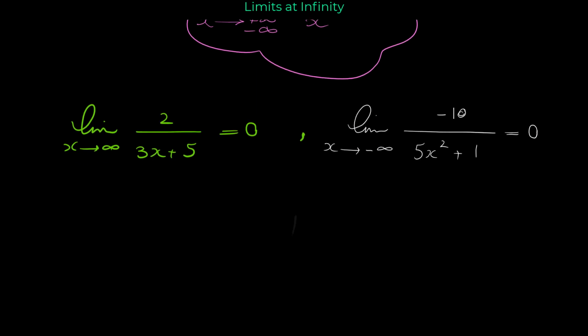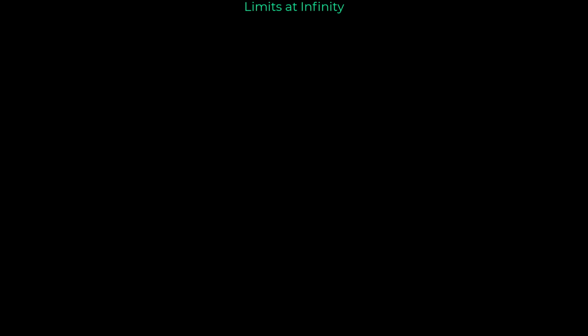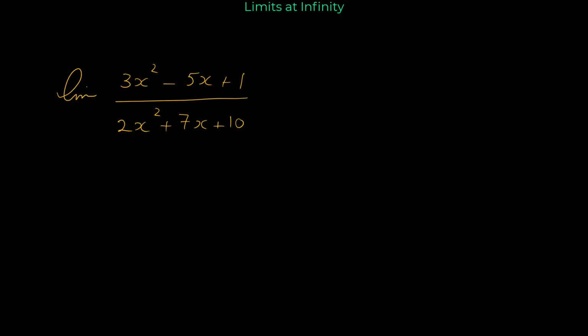Now, let's work on more examples where we cannot directly find those limits by that rule. For example, look at this limit. What is the limit of (3x^2 - 5x + 1) over (2x^2 + 7x + 10) as x approaches infinity?